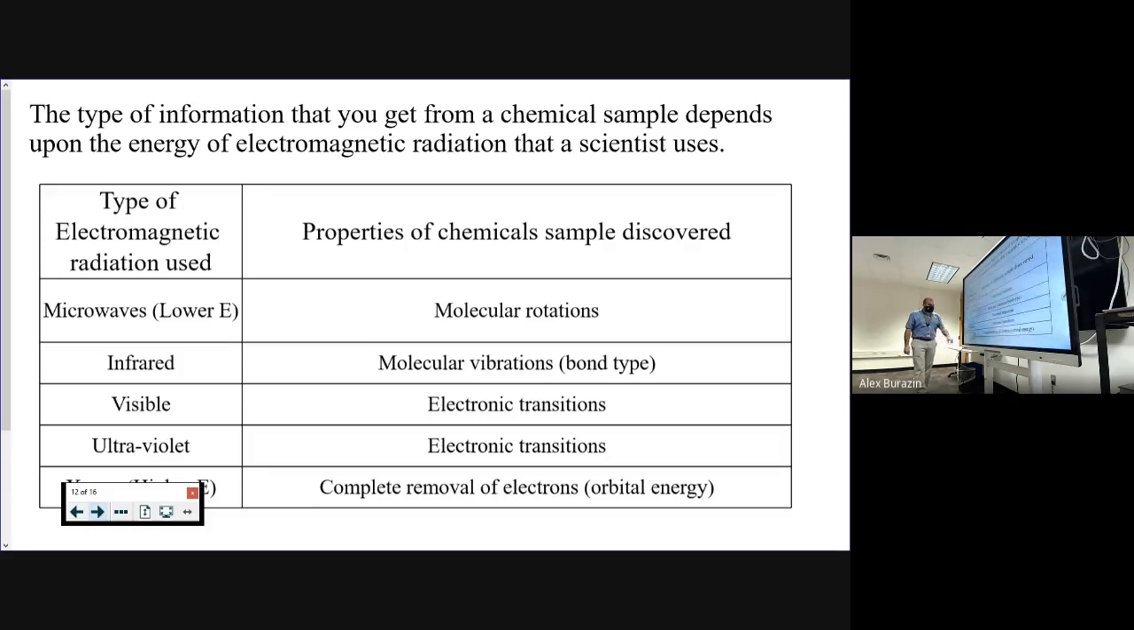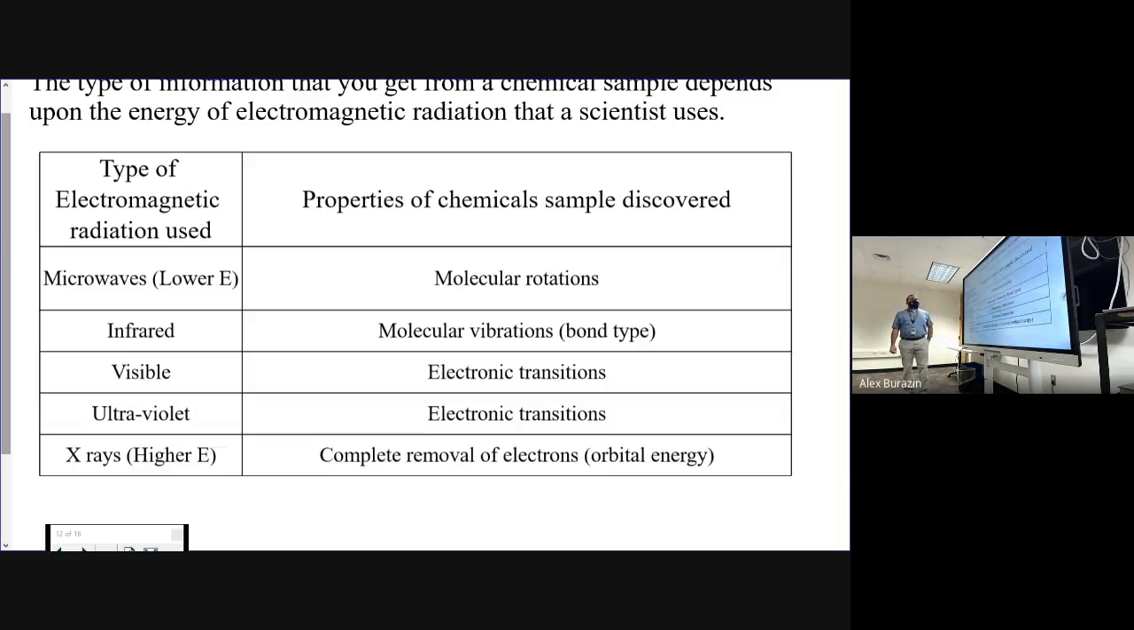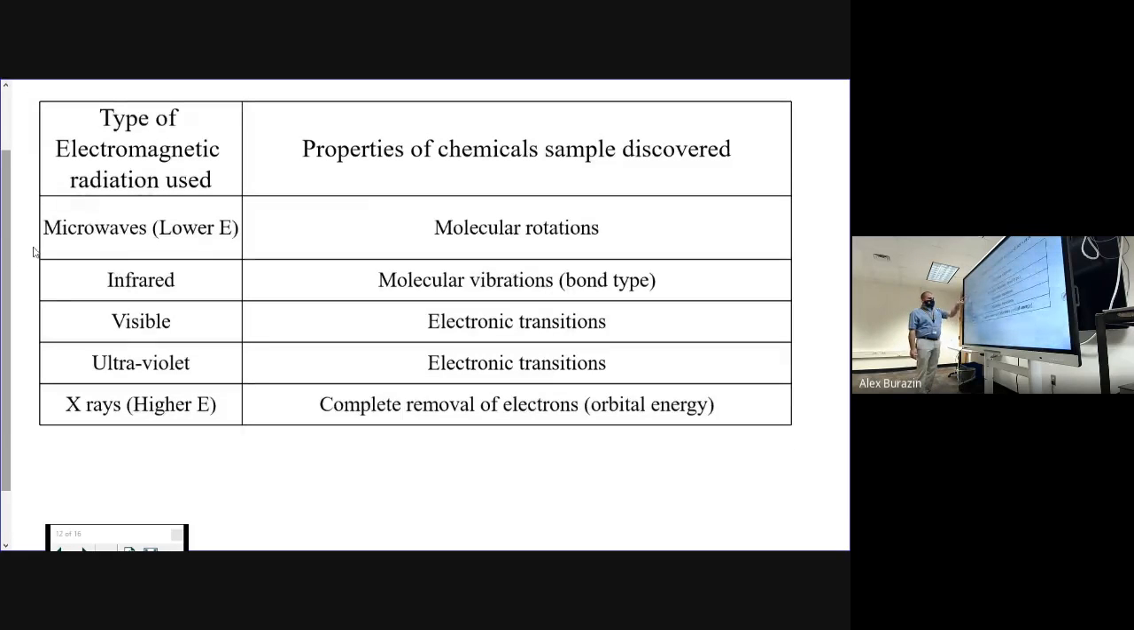All right. This little chart is very useful. This is one of the few things that you need to know about the electromagnetic spectrum on the test. Okay? The type of information you get from a chemical sample depends upon the energy of the electromagnetic radiation that a scientist uses. We have all different types of electromagnetic radiation. There are very high energy X-rays, gamma rays. There's very low energy radio waves, microwaves. And then there's infrared, visible, and ultraviolet in the middle. When you hit a chemical sample with different types of electromagnetic radiation, different things happen.